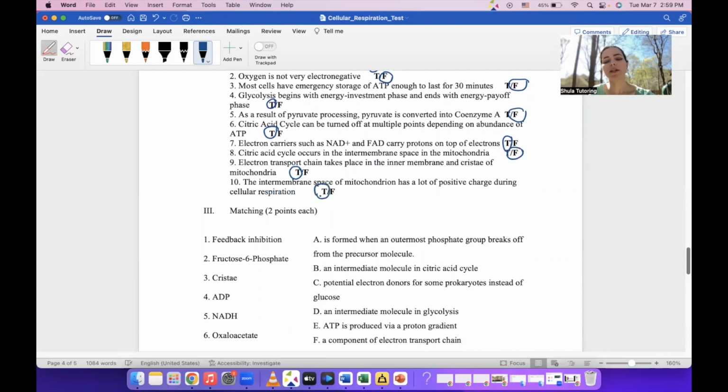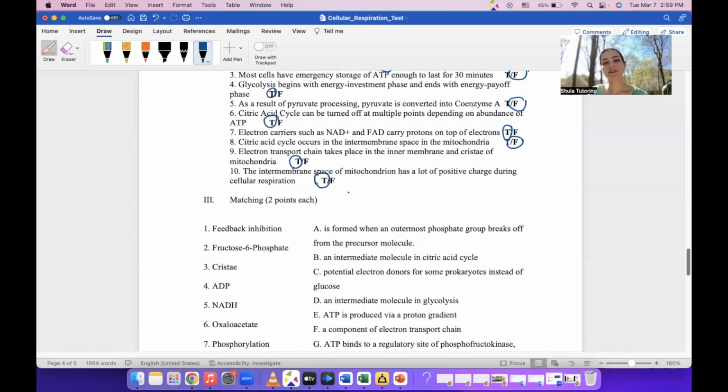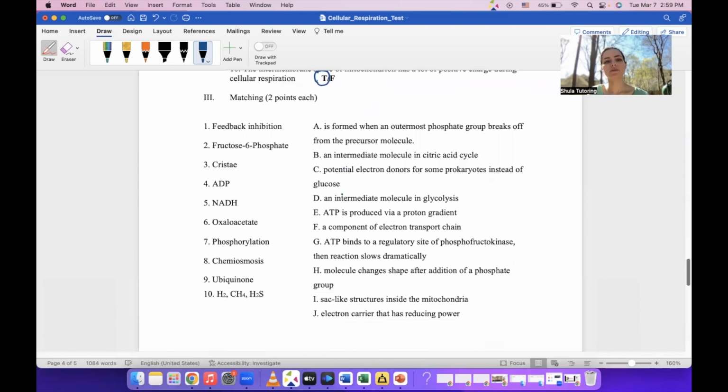That's true because that's where we will pump all the hydrogen ions. And that's how we build that electrochemical gradient. And that's why, because they're positively charged, we will have a lot of positive charge there.